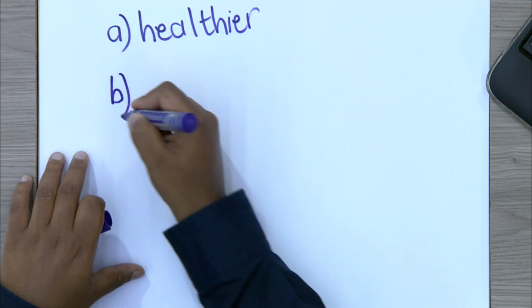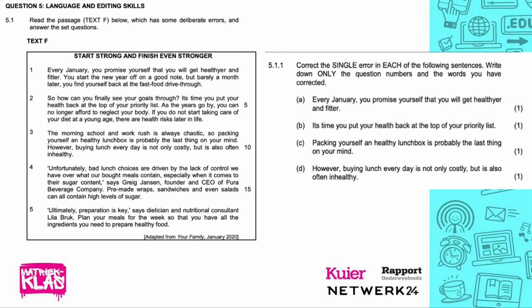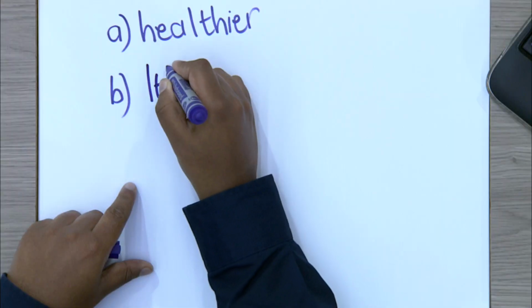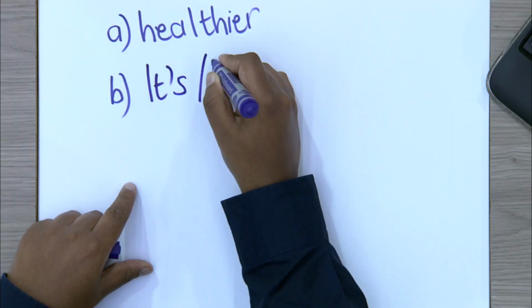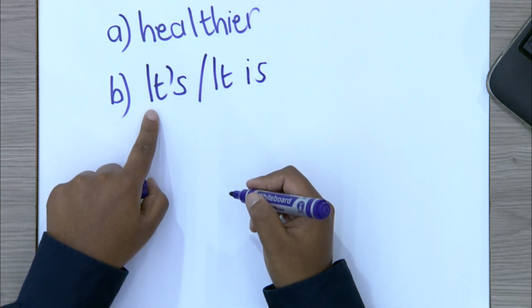Number B says, it's time you put your health back at the top of your priority list. Now, it must tell me it is time. Thus, there's a punctuation error. It should be it's with an apostrophe, or it is. So there I've got a punctuation error.